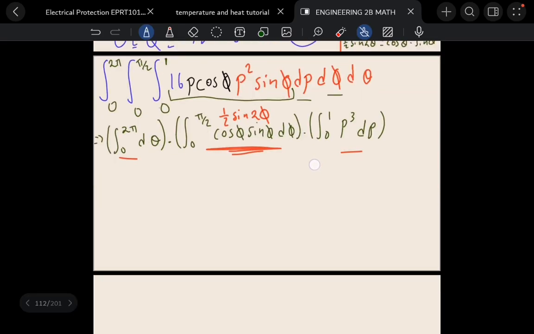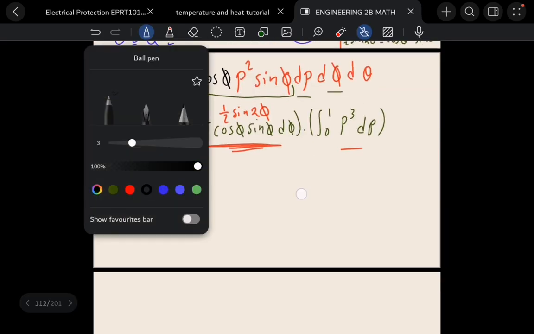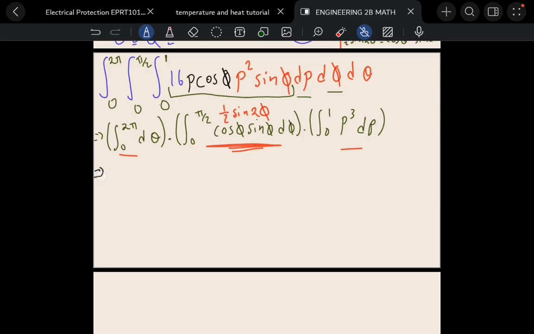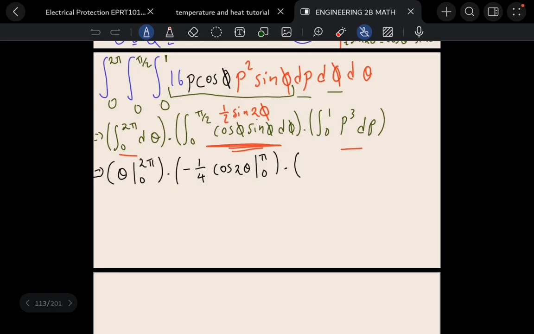Now, everyone knows how to integrate. What is an integral of d theta? That is simply theta between 0 and 2 pi, times, what is an integral of half sine 2 theta? That is negative 1 over 4 cos 2 theta between 0 and pi. And then what is an integral of rho cubed? That is 1 over 4 rho to the power 4 between 0 and 1. And then substitute these things.